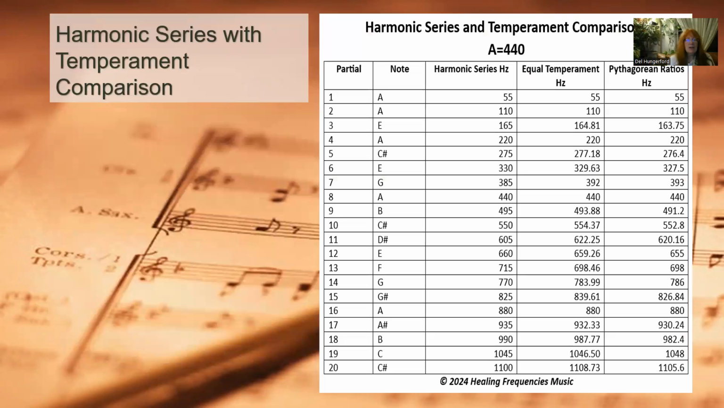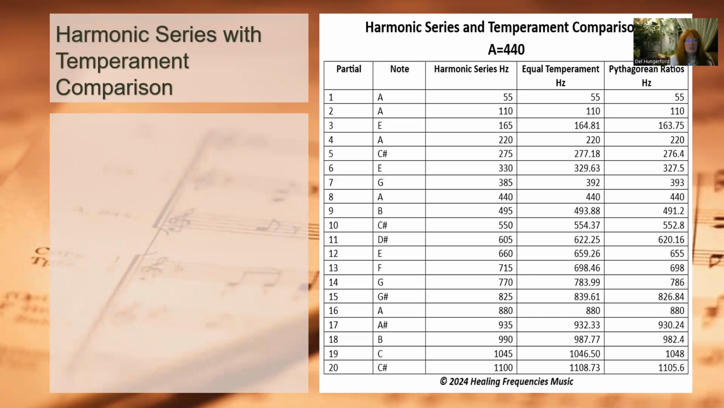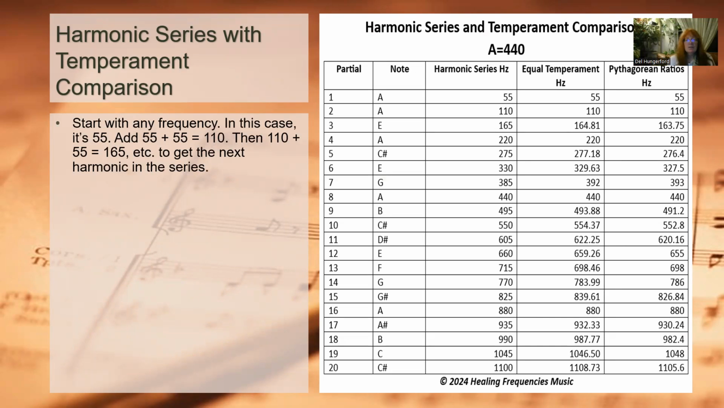Okay, now here I'm doing the comparison. So the harmonic series with temperament comparison. Basically, you can build a harmonic series on any frequency. So you start with the frequency. In this case, I used 55 hertz. So you add 55 plus 55 and you get 110 hertz.